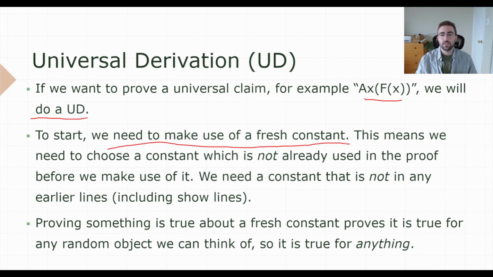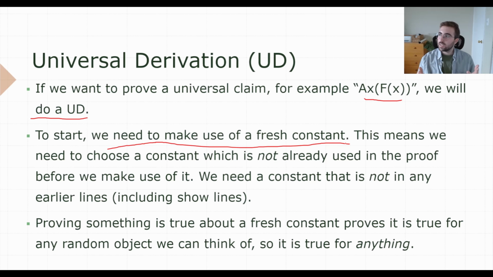If you use the constant anywhere else before where you're introducing it, it's not fresh, and it's not going to be usable in this universal derivation. So we need a constant that is not in any earlier lines, not in any show lines. It needs to be fresh.